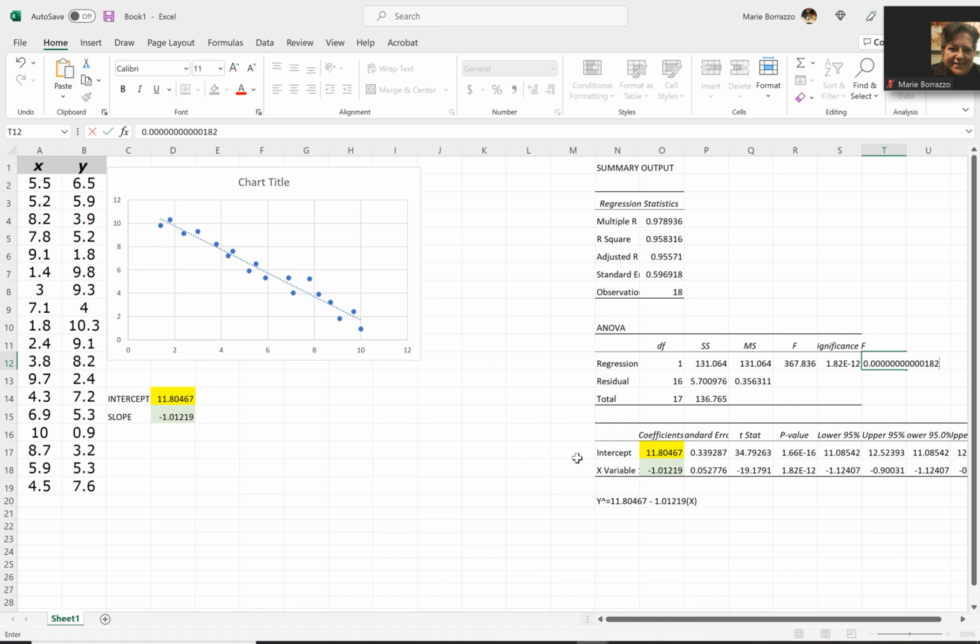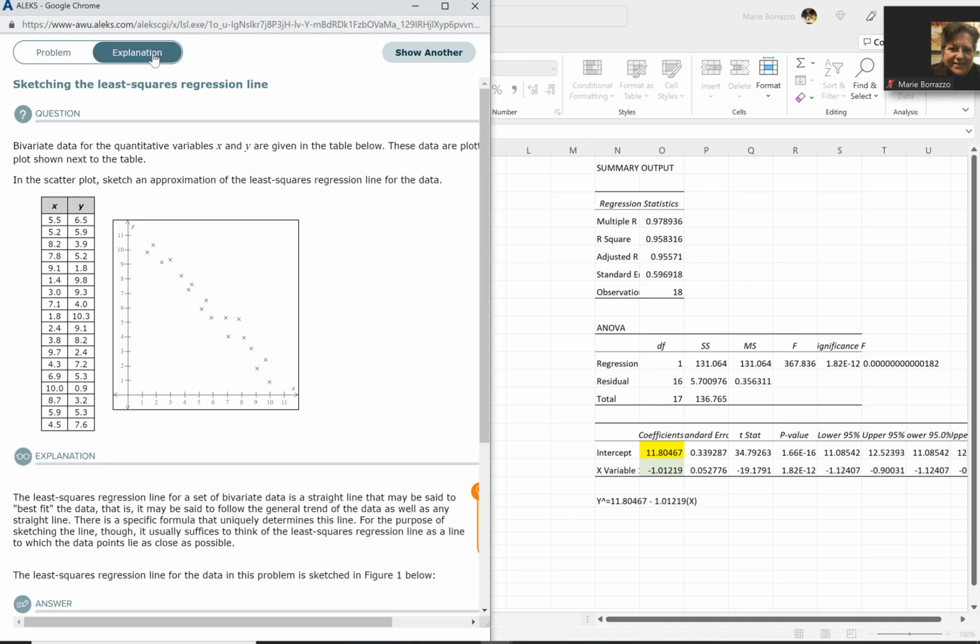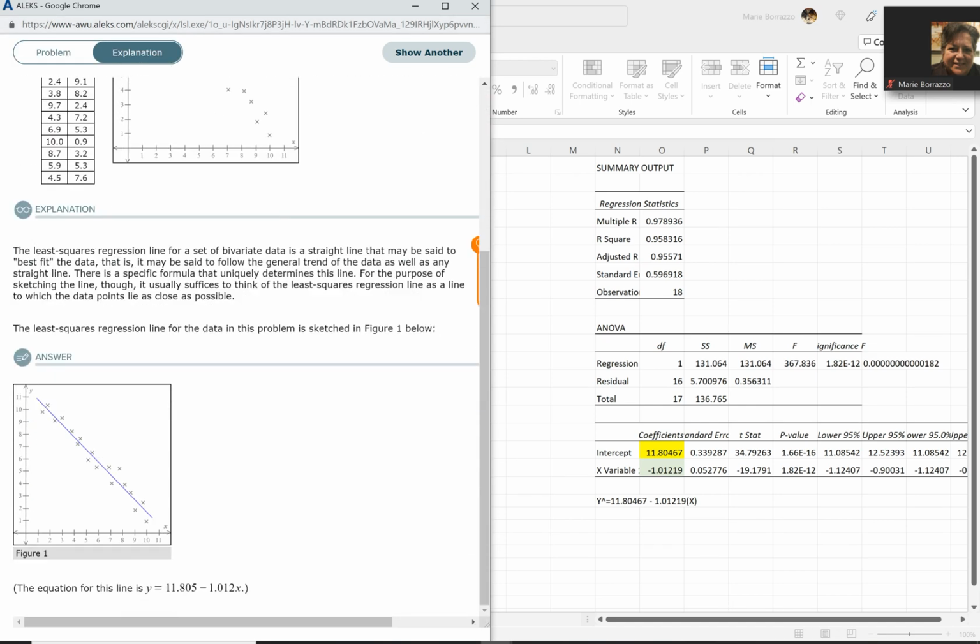Okay, so in your question, this is what they're asking you. Let me go back to the example so you can see their explanation of what they want. And so in essence, that's what they want, and that's exactly what we have.